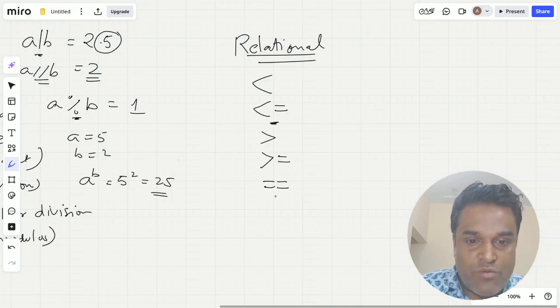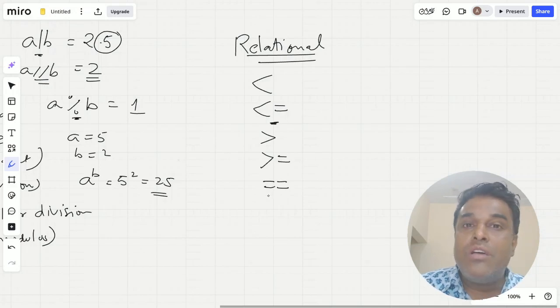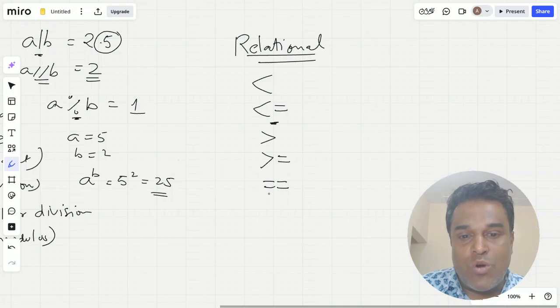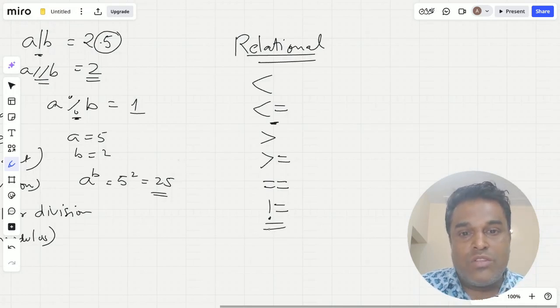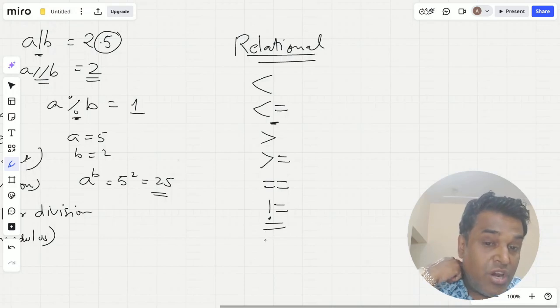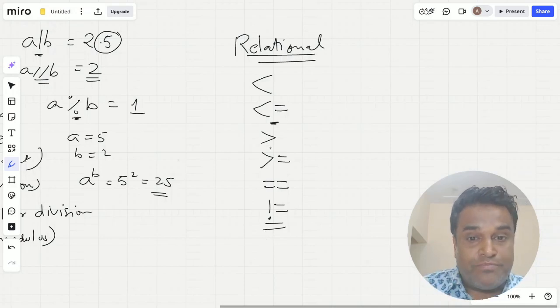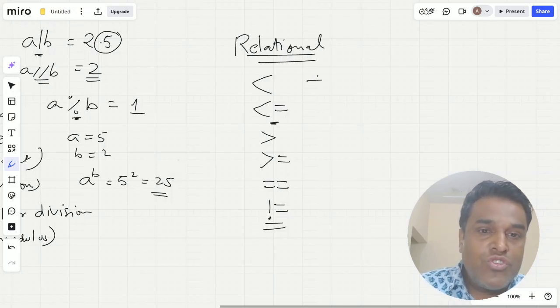Okay, then what we have is equal to. Two assignment operators will be considered as equal to. So we are comparing two values, A equal to B. Then what we have is not equal to, and this is how it is written. So these are the relational operators. What happens with these relational operators is that they are going to generate a Boolean value.